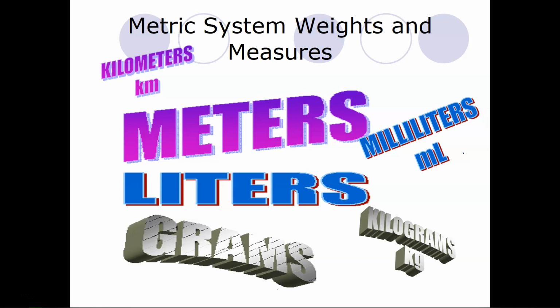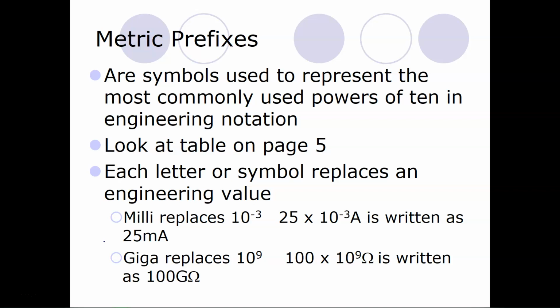So then we get to something like the metric system. There is one thing for length, one thing for volume, one thing for solid weight. Just one, and everything is base 10. Okay, so we have what are called metric prefixes, which are symbols and terms used to represent the most common powers of 10. Each letter or symbol replaces an engineering value. And you've probably used some of these.